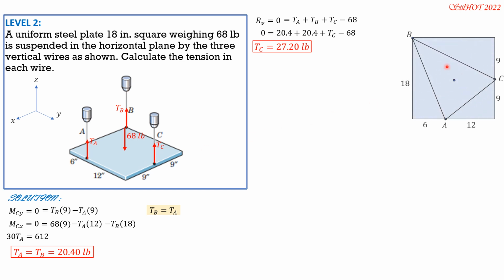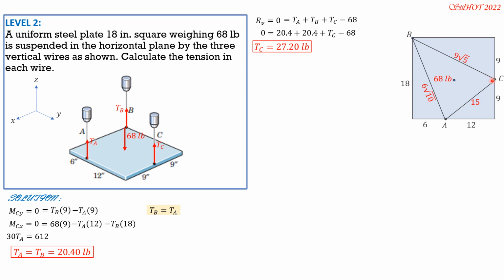Let's draw the top view. This is the load location of the 68-pound force, 9, 9. This is the x-axis and that's the y-axis. So for the length of this triangle, this is square root of 18 square plus 6 square. So it is 6 square root of 10. Use your calculator there. For this length, square root of 9 square plus 12 square, so 15. And for BC, square root of 9 square, this is x, and 18 y. Square root of 9 square plus 18 square is 9 square root of 5.